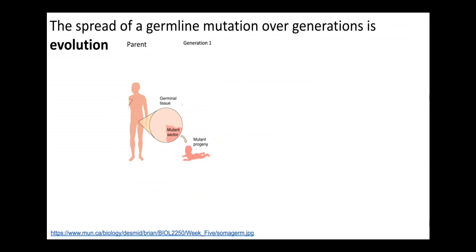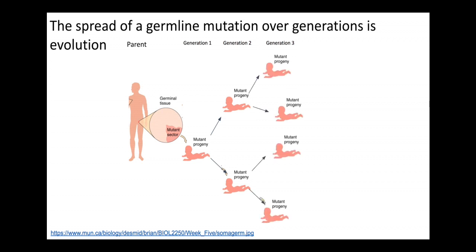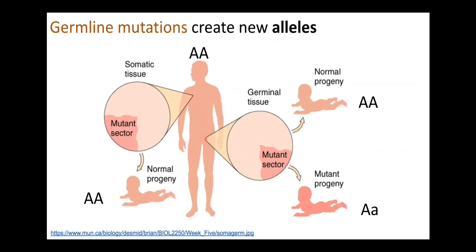So the spread of a germline mutation. It's not just mutations that provide the fodder for evolution; germline mutations provide the fodder for evolution. And these mutations have to spread over multiple generations. So if a mutation occurs and it shows up in the progeny, and then those progeny pass on the mutation over multiple generations, if this germline mutation spreads, then evolution has occurred.